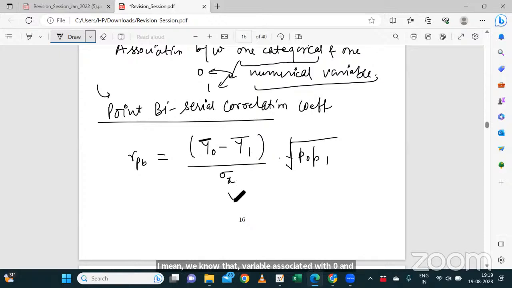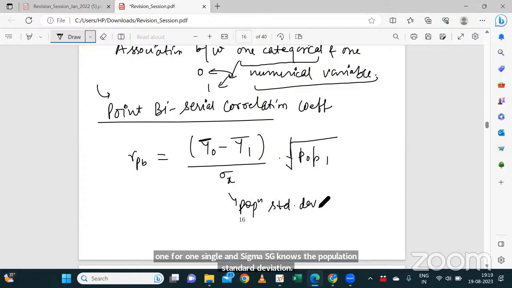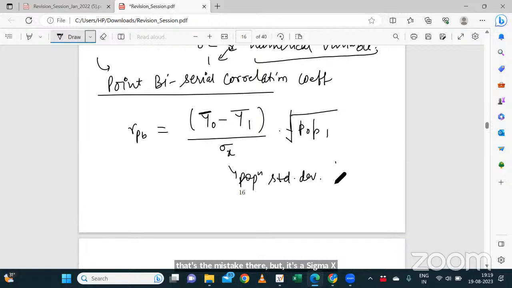And sigma x denotes the population standard deviation. In the lecture, ma'am has used small sx, but that's a mistake; it's sigma x. You have to use the population standard deviation. Now, what is p naught?